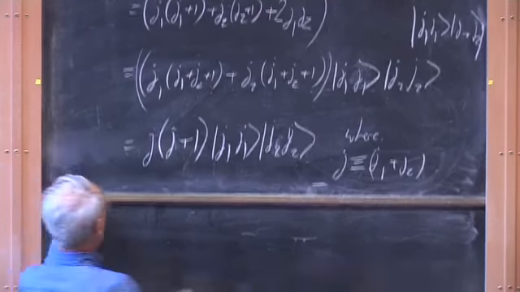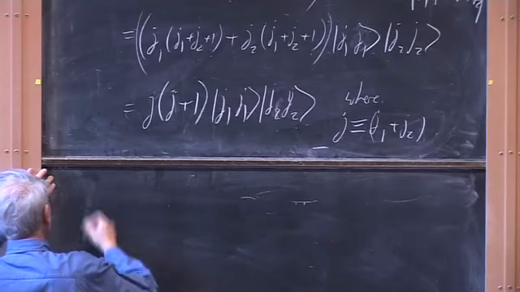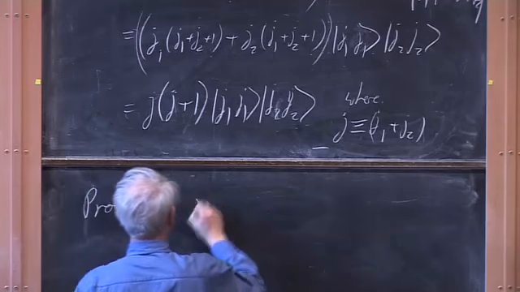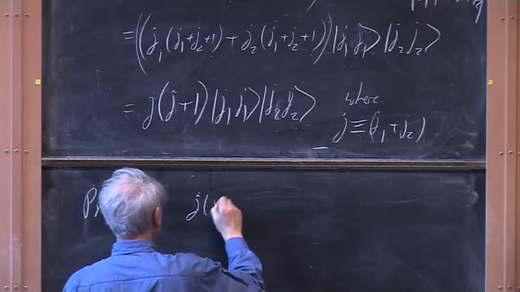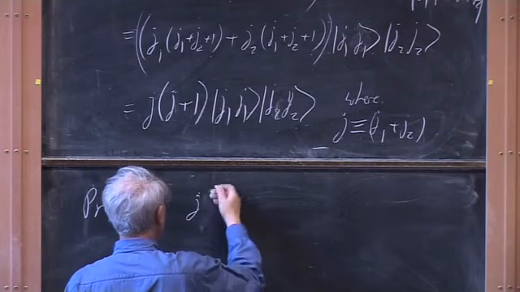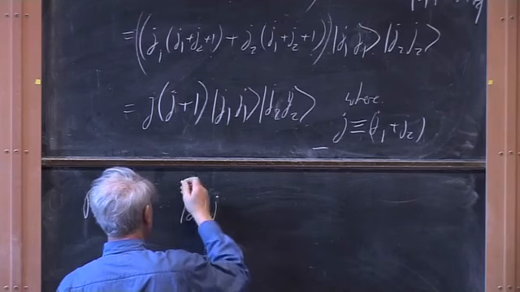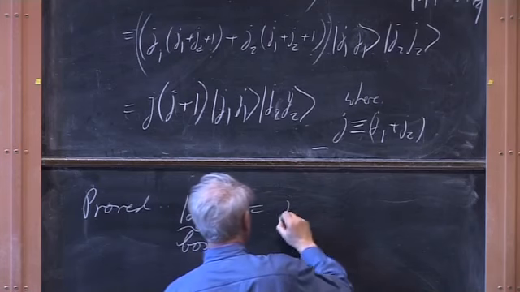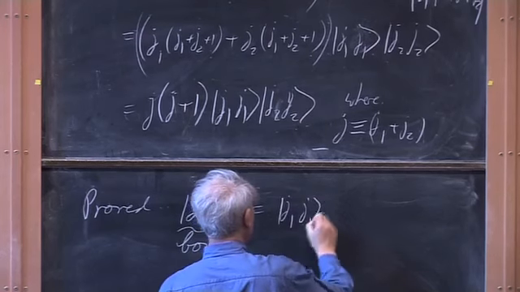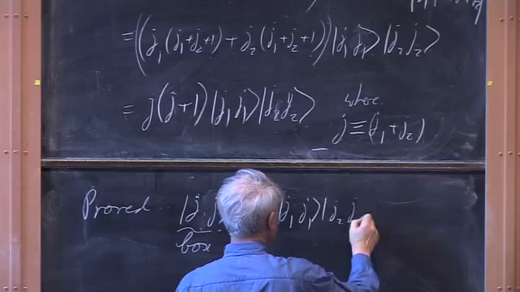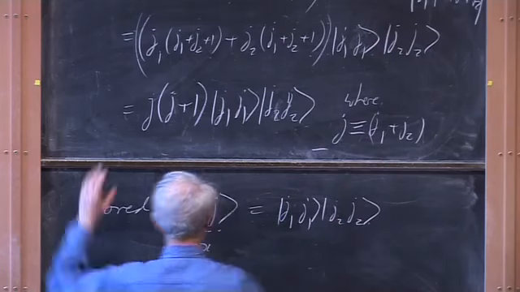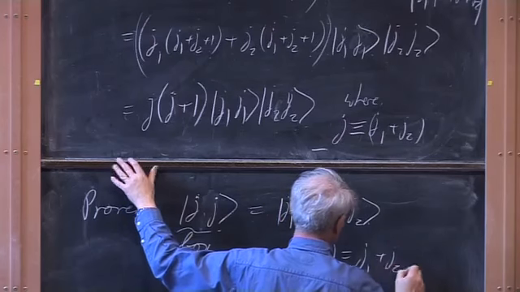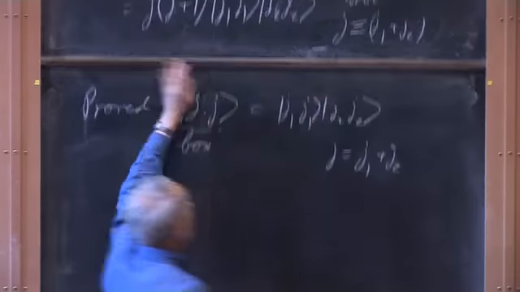So this establishes, so we've proved by hard work that |j, j>, this being the state of the box, is equal to |j1, j1>|j2, j2>, where j is j1 plus j2. That was rather hard work.